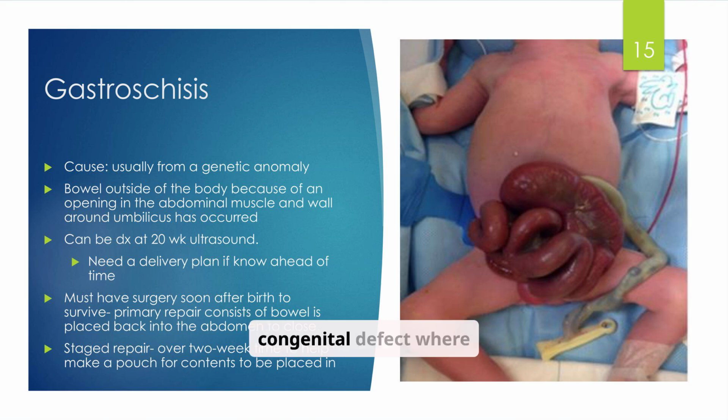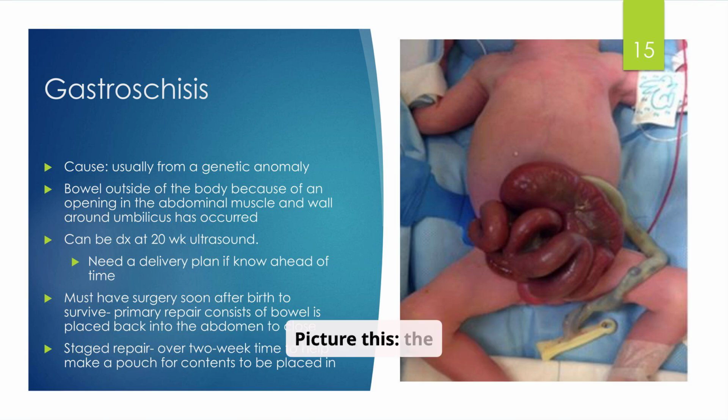Gastroschisis is a congenital defect where the abdominal wall fails to close properly, resulting in the bowel being located outside the body, usually near the umbilicus. It is often associated with genetic factors and can be diagnosed prenatally via ultrasound. A planned delivery is crucial if the condition is known. Survival requires surgery soon after birth, often involving a staged repair over several days or weeks to gradually return the bowel to the abdominal cavity.